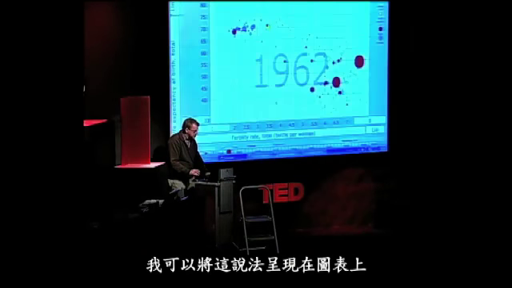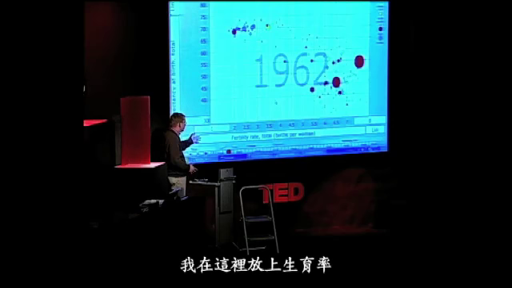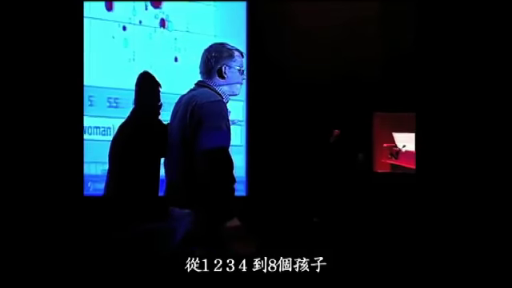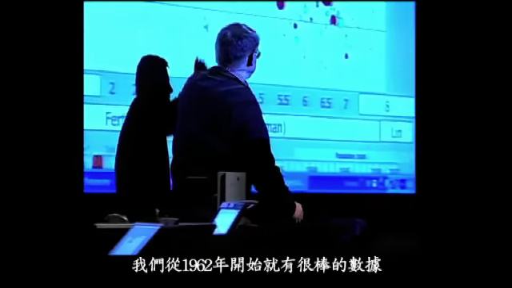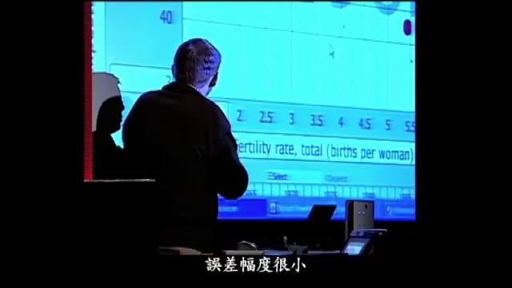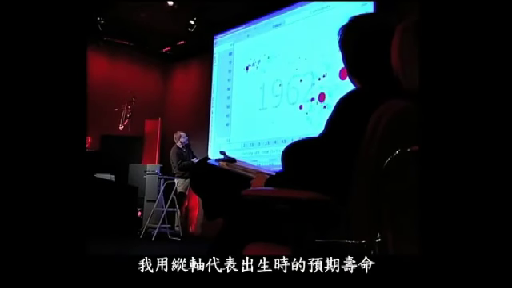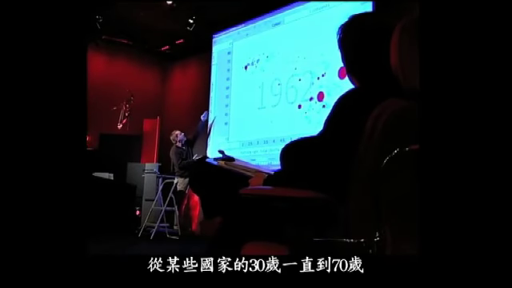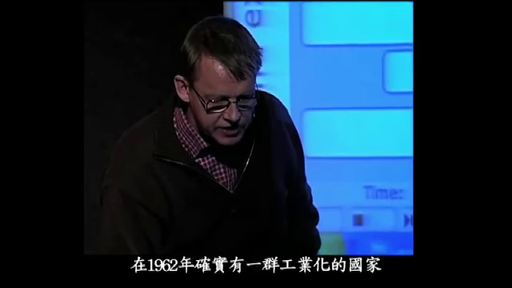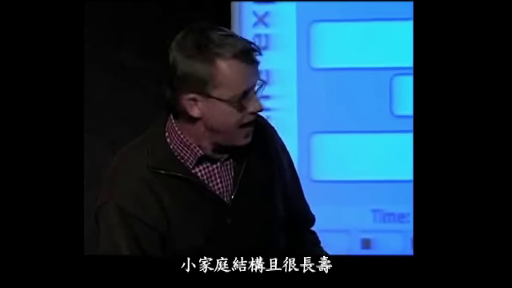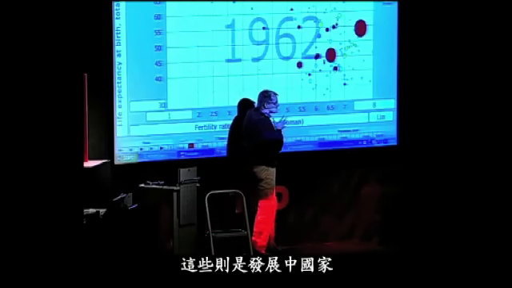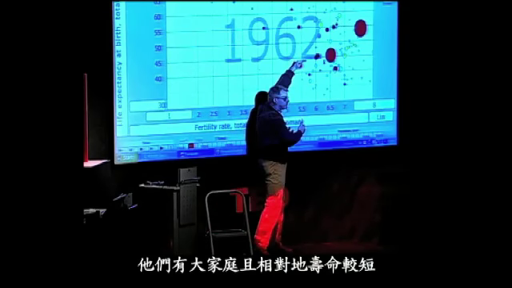So this is what I could display here. I put fertility rate here, number of children per woman, 1, 2, 3, 4, up to about 8 children per woman. We have very good data since 1962, 1960 about, on the size of families in all countries. The error margin is narrow. Here I put life expectancy at birth, from 30 years in some countries up to about 70 years. And 1962, there was really a group of countries here that was industrialized countries, and they had small families and long lives. And these were the developing countries. They had large families and they had relatively short lives.